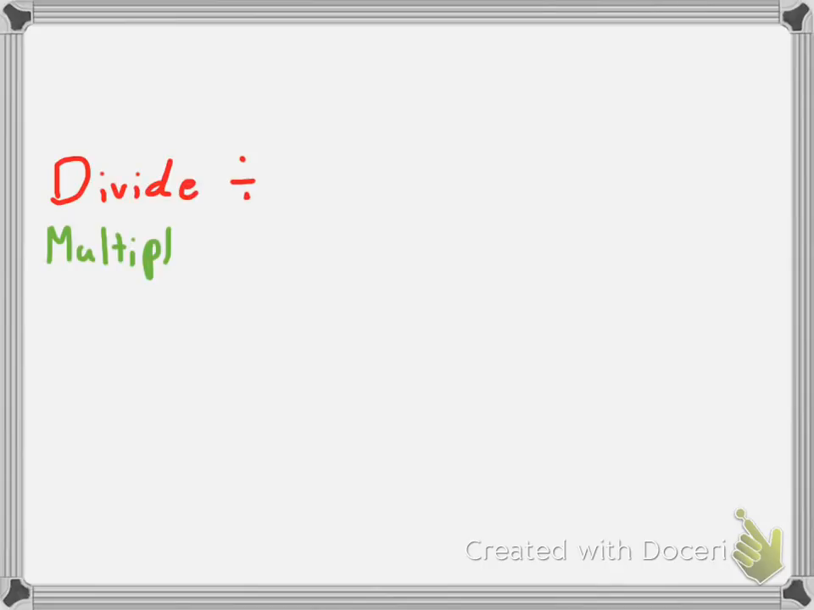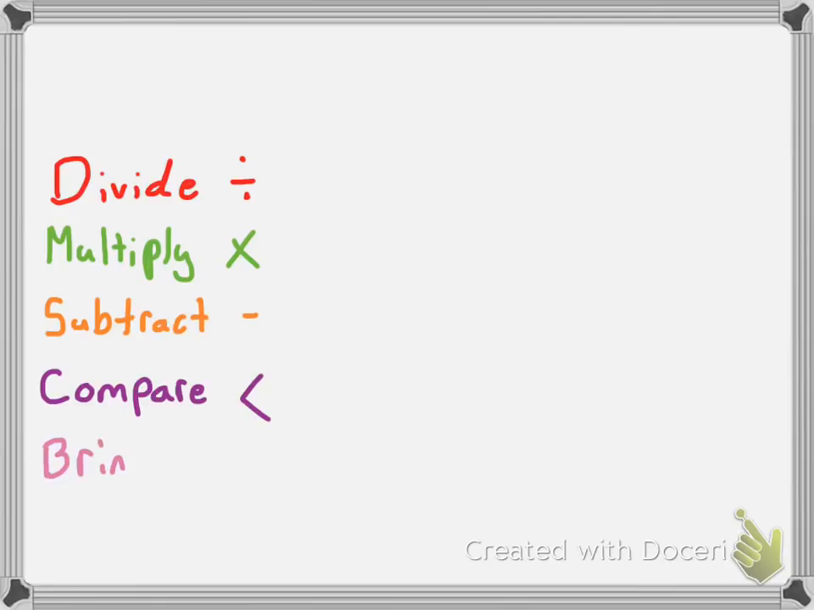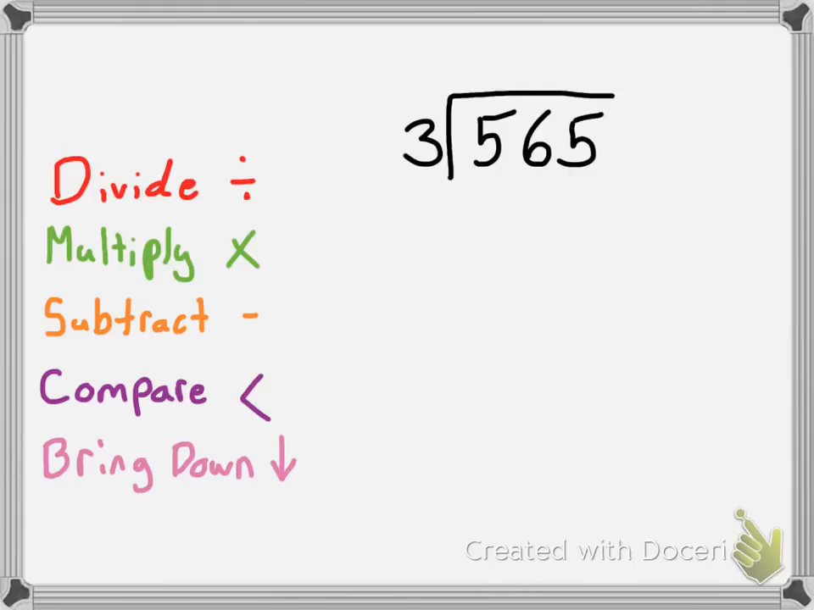The steps one more time are divide, multiply, subtract, compare, bring down. Number 2 in your practice worksheet is 565 divided by 3. Start with the first number in the hundreds place, the 5. 5 divided by 3 is 1. Multiply. 3 times 1 is 3. Subtract. 5 minus 3 is 2. Compare. The 2 is smaller than the 3, so I can bring down my 6.